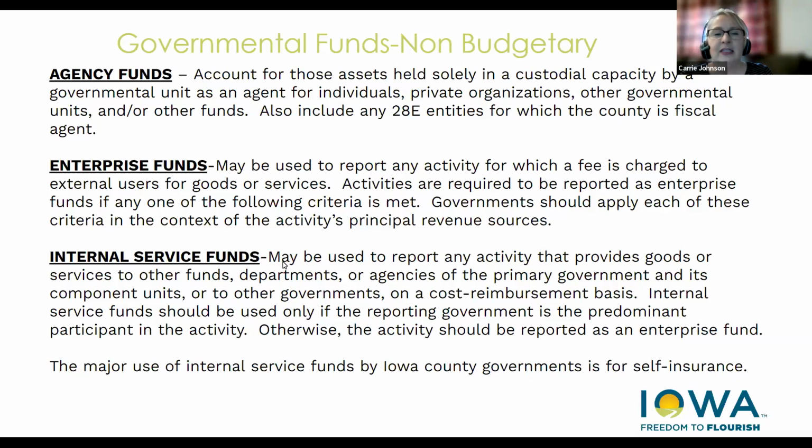Internal service funds. The most common example of this is when counties have a fund for self-insurance. So they are providing the service, and it's sort of a cost reimbursement basis. Again, pretty narrow example, sort of a self-supported situation. You may, as a county, have a self-insurance fund, though, and it would be non-budgetary in that case. So again, that's a little bit more of a description of budgetary and non-budgetary funds that counties have.